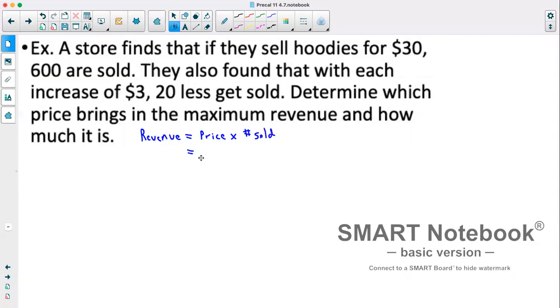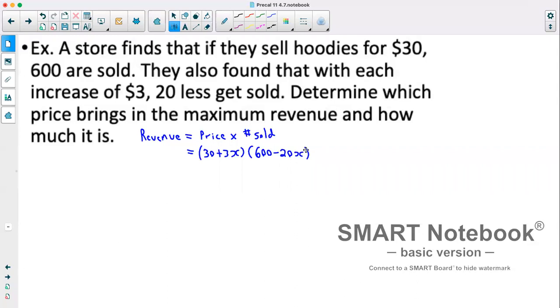Now, our price, we start at $30. And we're going up in increments of $3. So we'll have plus 3x, where x represents each increment. Now, number sold, we start out at 600. And for each increment, we sell 20 less. So we've got 600 minus 20x. Now, from here, we need to find our vertex because we're finding our maximum.